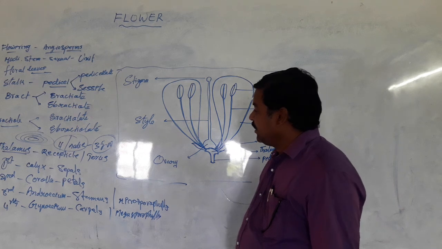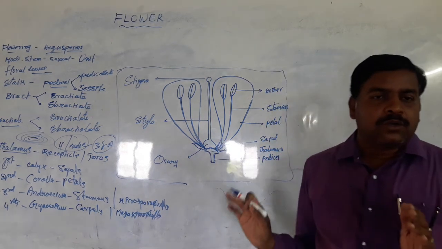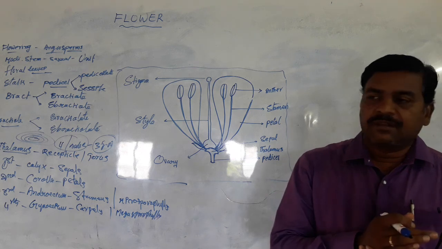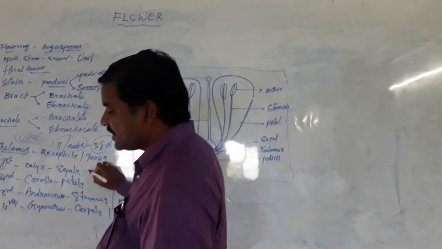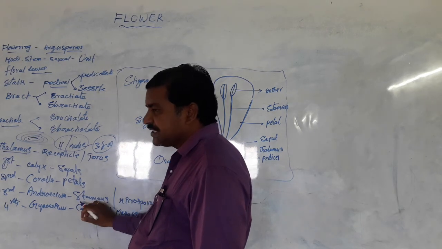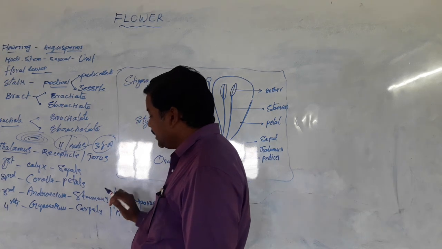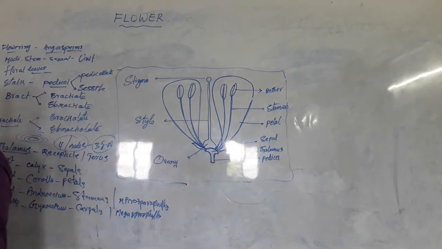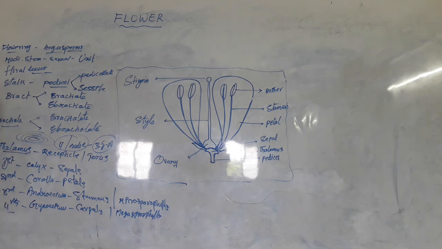In this way, the thalamus is represented by total 4 circles of modified leaves. First circle is calyx, represented by sepals. Second whorl is corolla, represented by petals. Third whorl is the male sexual organ, androecium, and individuals of androecium are called stamens or microsporophylls. The innermost and fourth circle is gynoecium, and its individuals are called carpels or megasporophylls. This gynoecium is the female sexual organ. Now coming to something very important.